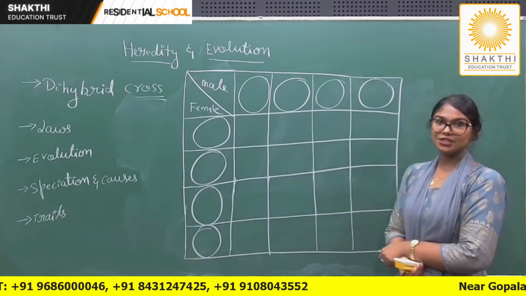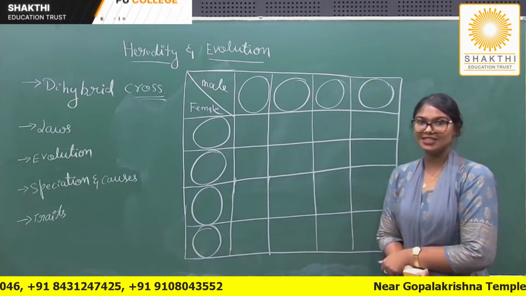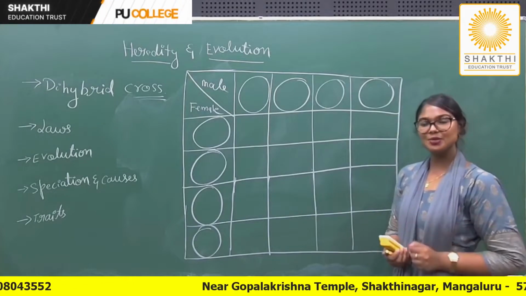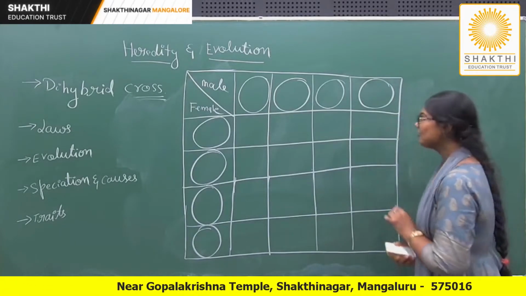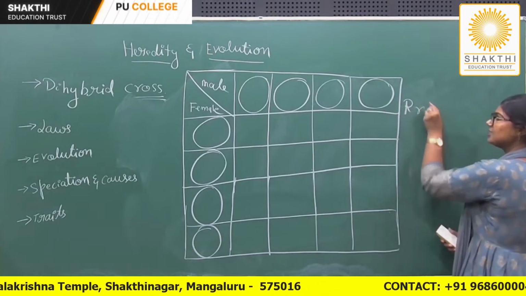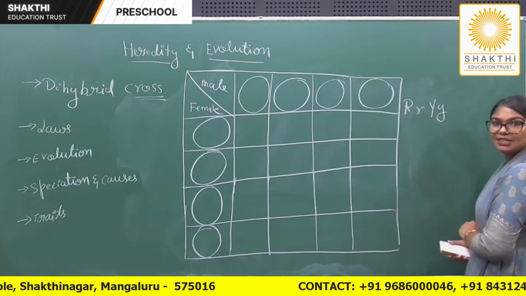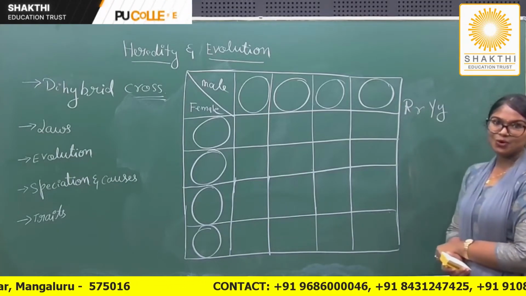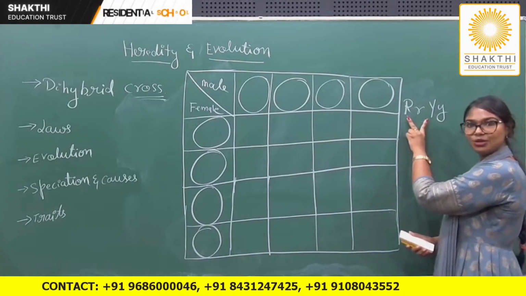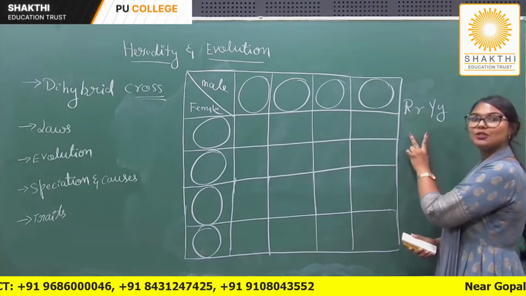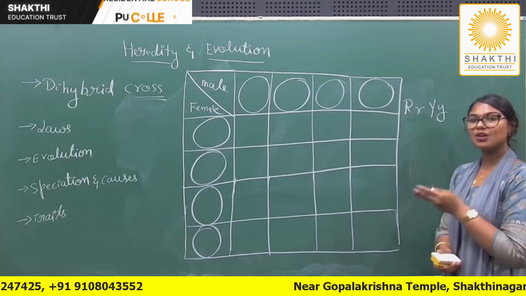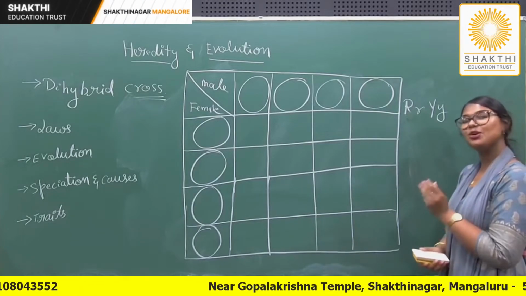Once you have finished drawing the gametes, what do you do next? Fill in the genes or the genotypes. How do we do this? Very easy, students. You know the parental genotype or the genes of the parents, correct? Capital R, capital Y, small y. Once you know this, in the first box you will have both capital. Second box, one will be capital, the other will be small. Third box, one will be small, the other capital, and the last, both of them will be small.